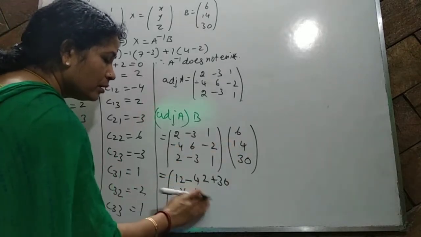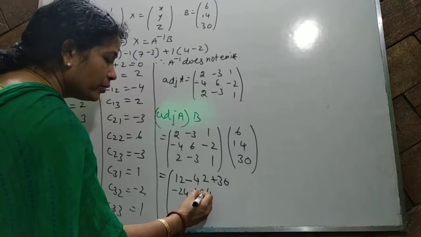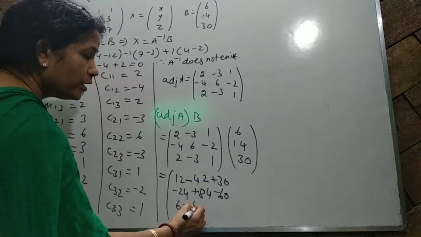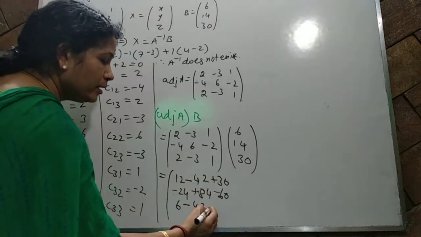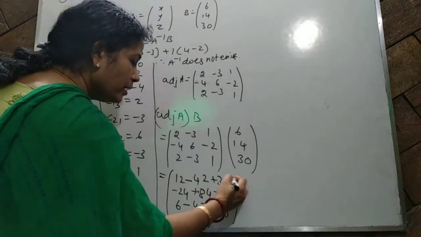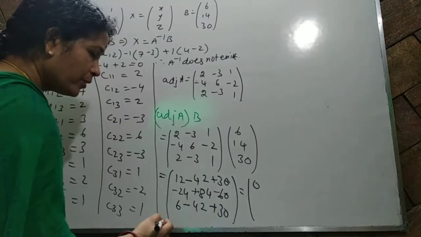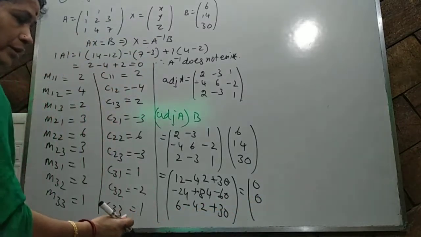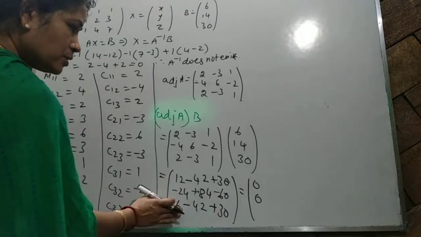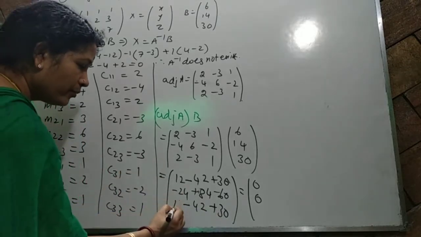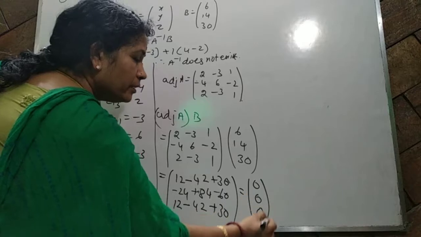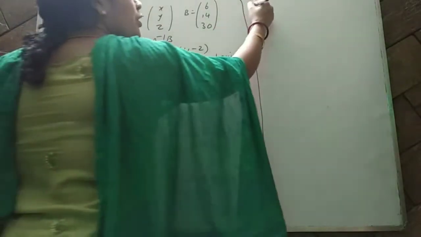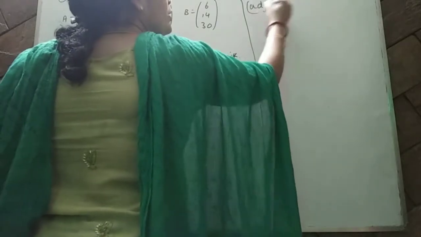Then 24 plus 84, better check the calculation is correct. Minus 60, then 6 minus 42 plus 30. Now what we are getting here: this is 0, and again this is 0, and this is 36 minus 42 plus 12, which is 0. Calculation is correct. Now listen here, we are getting adjoint of A into B equal to 0.